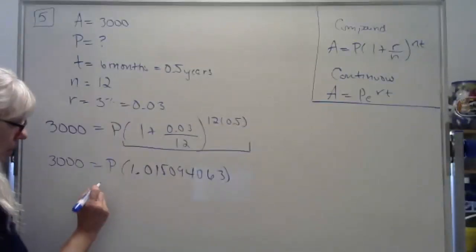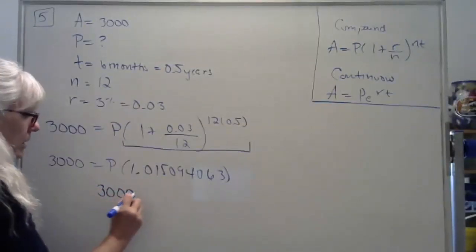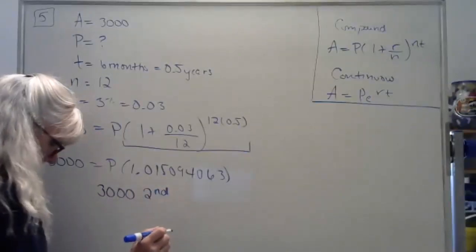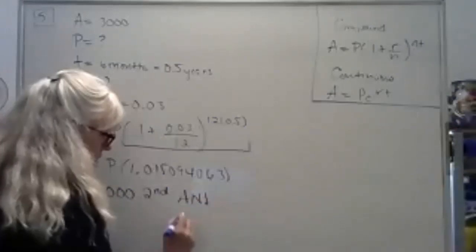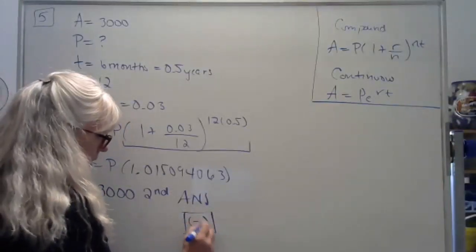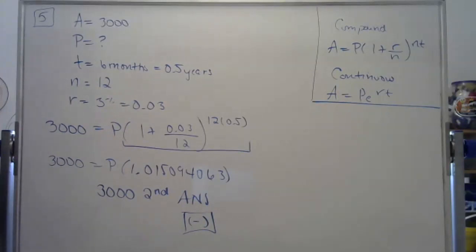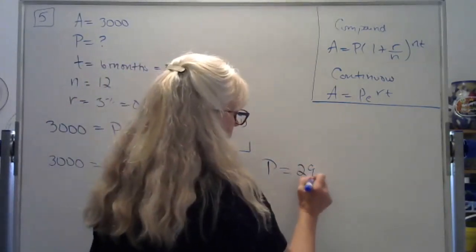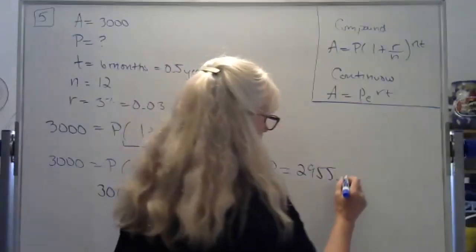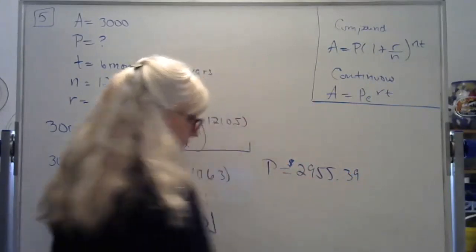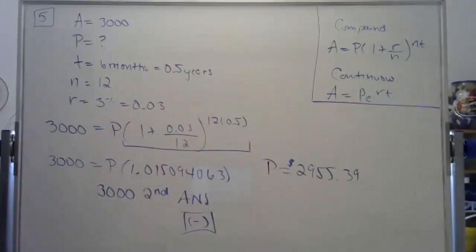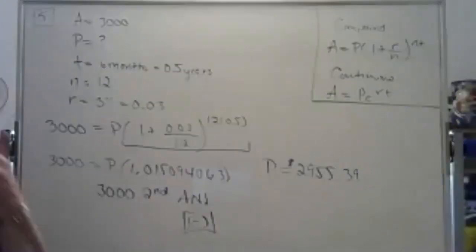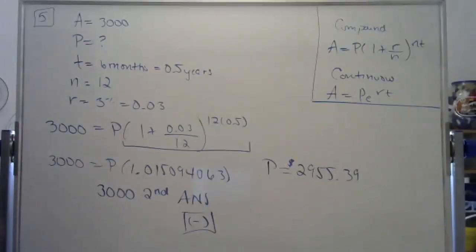I'm going to let the calculator do the work. Because that decimal is still sitting there, on my calculator I'm going to do 3,000 divided by second, then the answer, ANS, which appears right above the negative key, if we haven't talked about it a lot. That way it carries all the decimals for me, and that's going to give me P. I'm going to end up with 2955.39. So it's kind of a quirky problem if you ask me. Is that what you got? That's what I got. Okay, good.